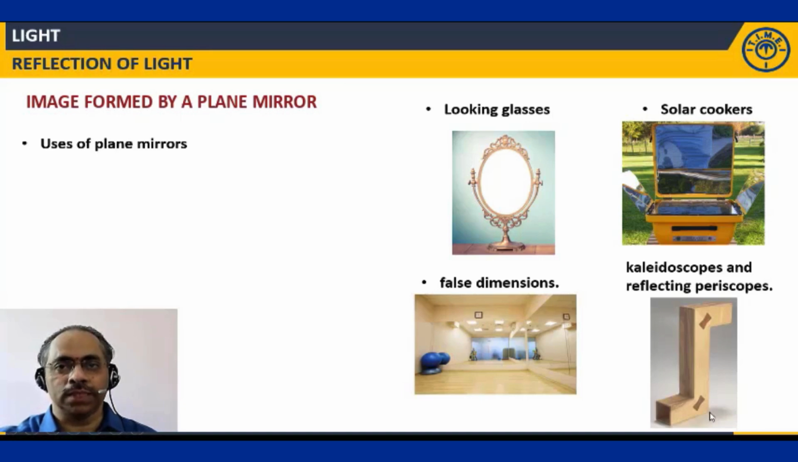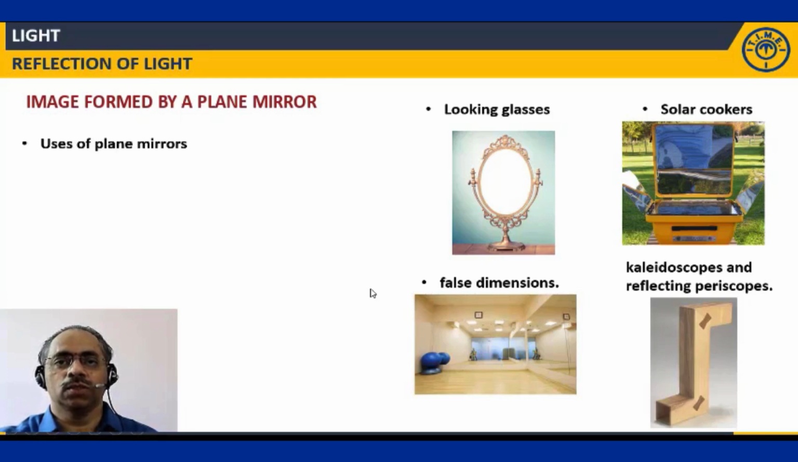So we will be able to see a person who is at the top portion over here, at the bottom portion over here. Generally, these kinds of periscopes are used in submarines as well as in warfare.